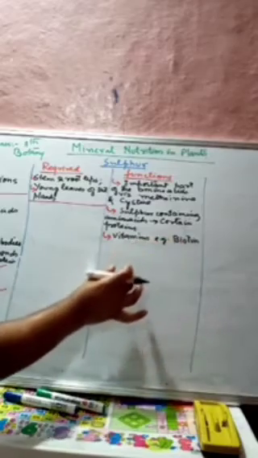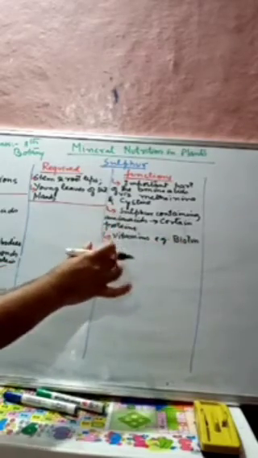Now sulfur also plays an important role in certain vitamins, for example biotin. This is one vitamin where sulfur plays an important role. Then there is one more, thiamine, where sulfur also plays an important role.